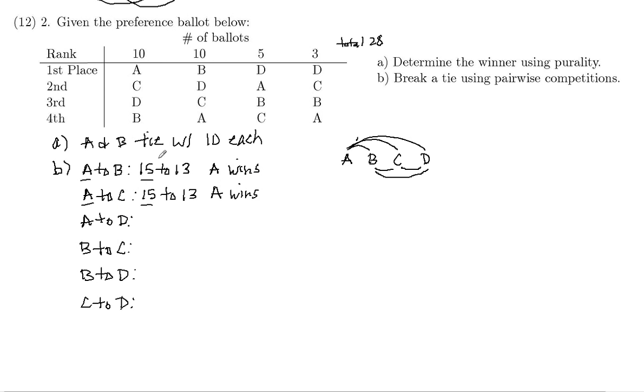A to D. So A over D, that switches, switches, switches. So A over D is only 10 times. D over A is the other ones. So 10 and 5 and 3. So that's 18. So D wins that one.